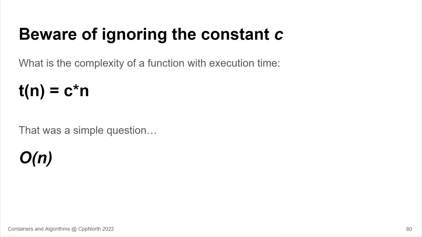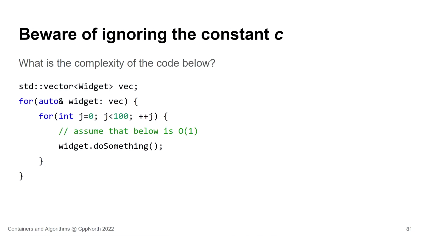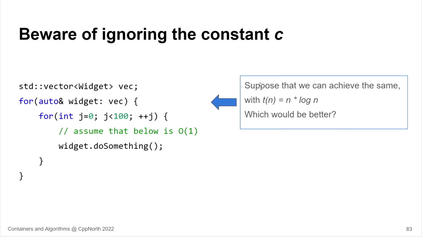Time of C multiple n is big O of n, but let's take a look at this algorithm. In this algorithm, we run on all the data in the vector, and inside we run 100 times on something. So eventually, the complexity is 100n, but 100n is big O of n, right? But we still have the 100 there. And if we could have another algorithm which would be n log n, would you prefer n log n or this one? I mean, this one is O(n). Which is better? I have another one which is n log n, or I have this one which is 100n.